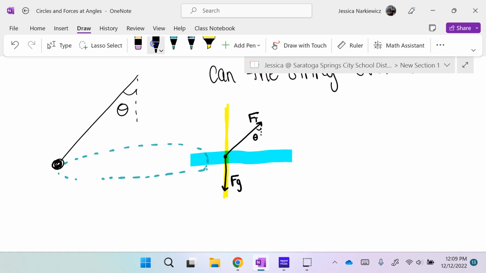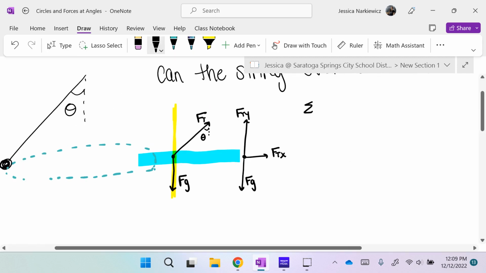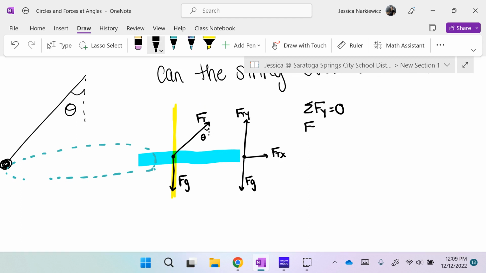Sometimes this can be really helpful if it's not immediately obvious what force needs to be broken up into components. I'm seeing now that it's my tension force that needs to be broken up into components, so I have an Fty and an Ftx. In the y direction, my net force equation has to equal 0 because I'm not moving vertically at all. So my y component has to equal my force of gravity. In the x direction, that's the direction of our circle, so that's our centripetal force, and it's the x component of the tension creating that centripetal force.